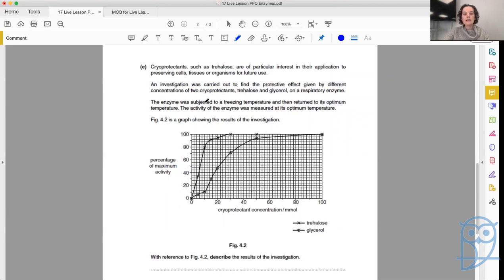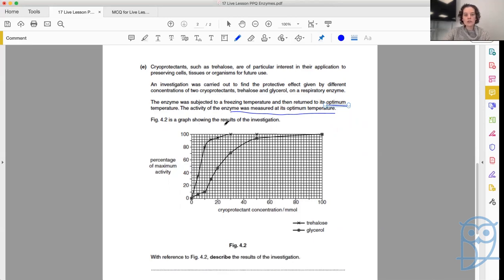Okay. The enzyme was subjected to a freezing temperature and then returned to its optimum temperature. The activity of the enzyme was measured at its optimum temperature. Okay, so under the best conditions of these enzymes, what happens after they've been frozen and then returned?